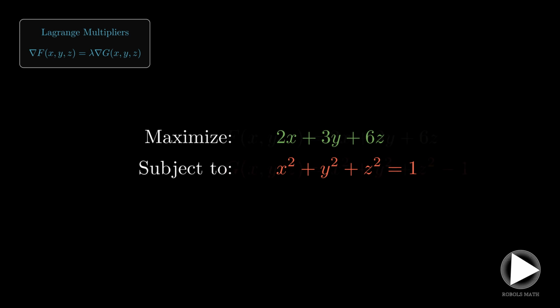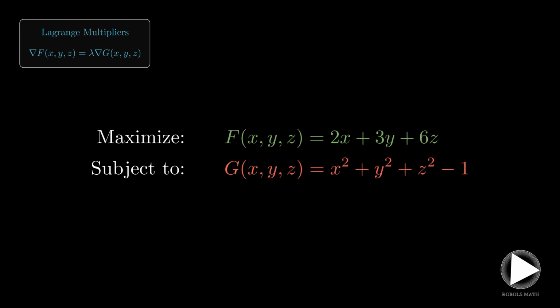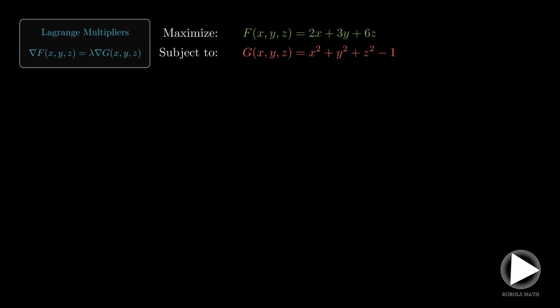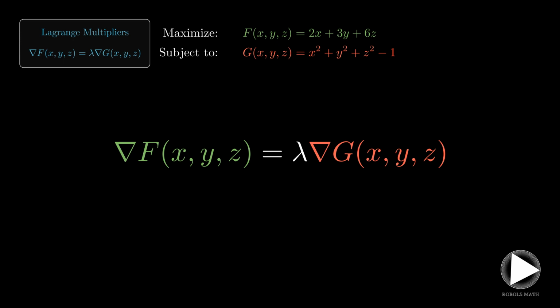Denote the objective function as f of xyz and the constraint as g of xyz. Note that we would write g of xyz as x squared plus y squared plus z squared minus 1, and the constraint is satisfied for every ordered triple xyz such that g of xyz equals 0. By the method of Lagrange multipliers, the optimum value is attained whenever the gradient of f is equal to the gradient of g multiplied by a scalar value lambda. This constant is what we call the Lagrange multiplier.